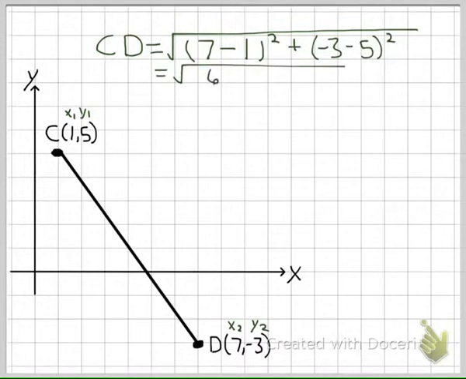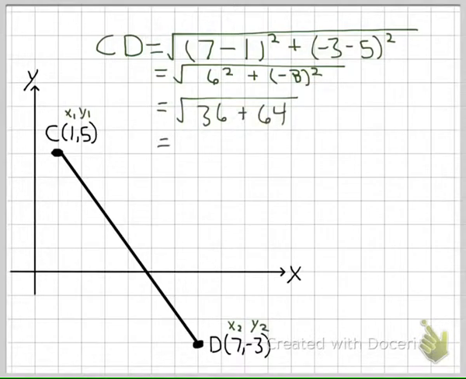7 minus 1 gives me 6, and that's squared. Negative 3 minus 5 gives me negative 8, and that's squared. I get 6 squared is 36, negative 8 squared is 64. I combine my two terms, 36 and 64 gives me 100, and then the square root of 100 is 10, so I have that CD is 10 units in length.